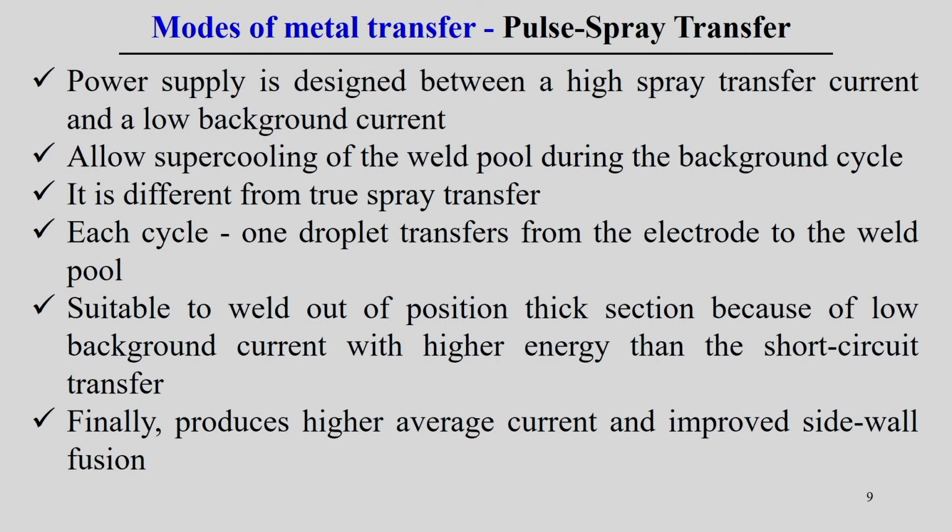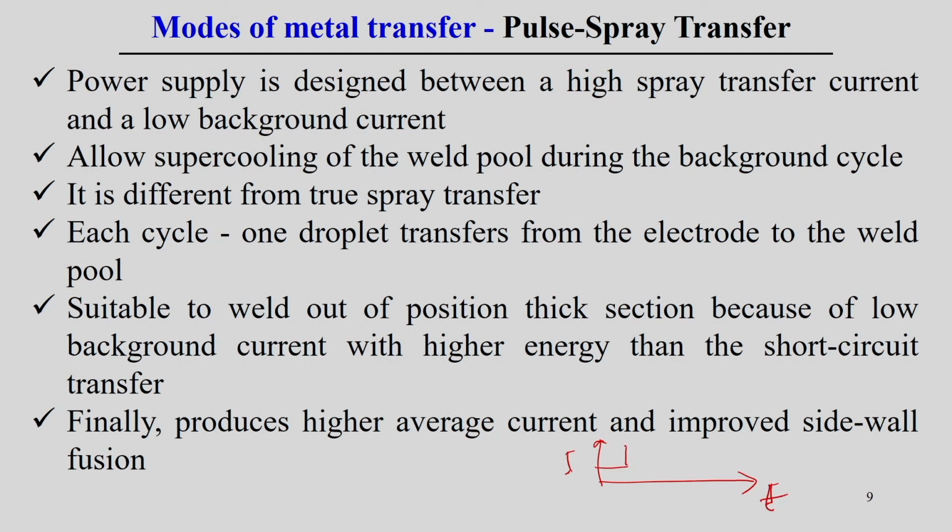Now, there is another mode of metal transfer, called pulse spray transfer. Pulse spray transfer is normally associated with this. Suppose in the gas metal arc welding process we use the pulse mode of the current; in that case we can observe pulse spray transfer. But how does it happen? In this case the power supply alternates between a high spray transfer current and a low background current. A pulse current looks something like this: this is the current and this is the time.